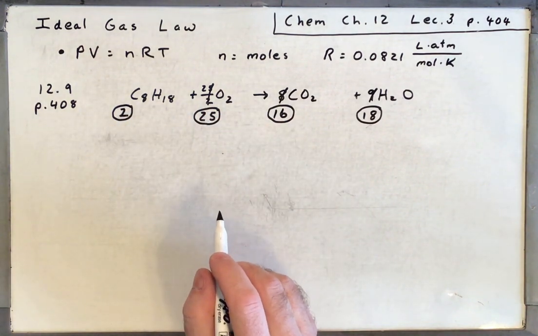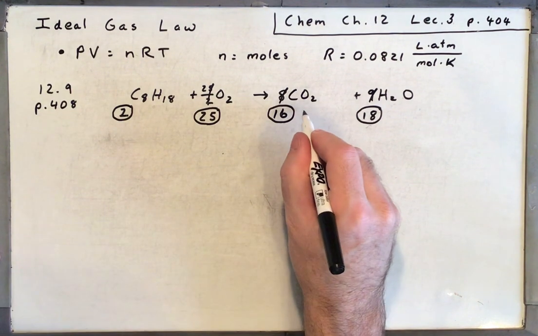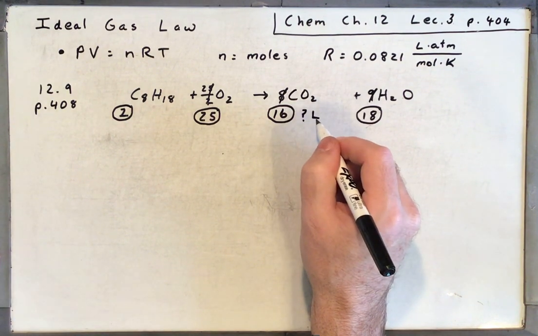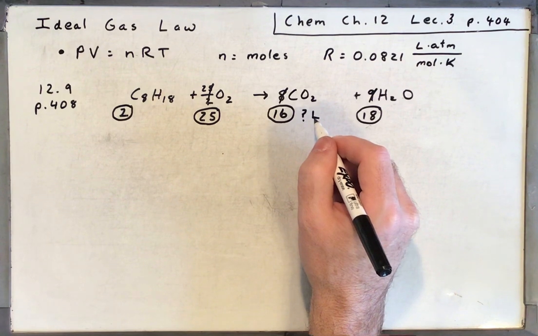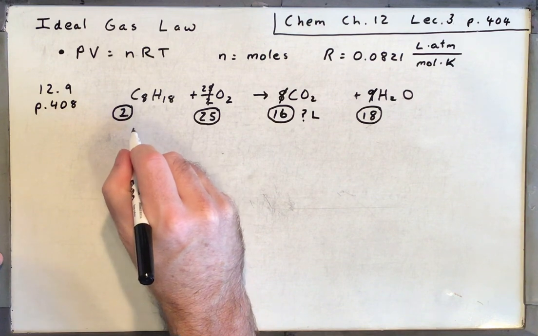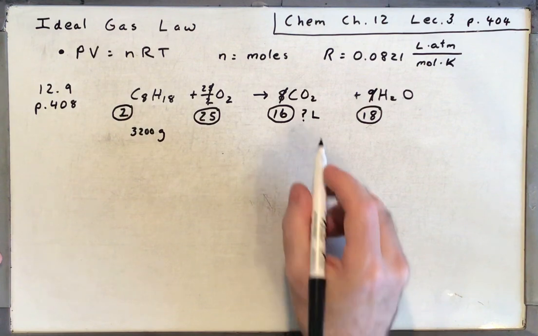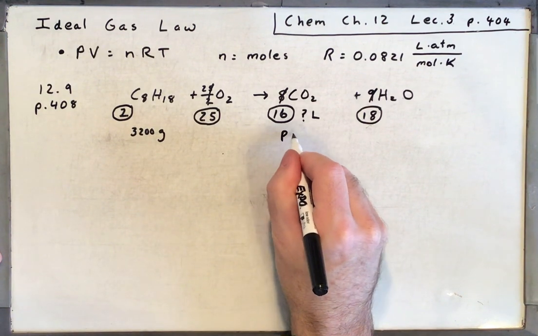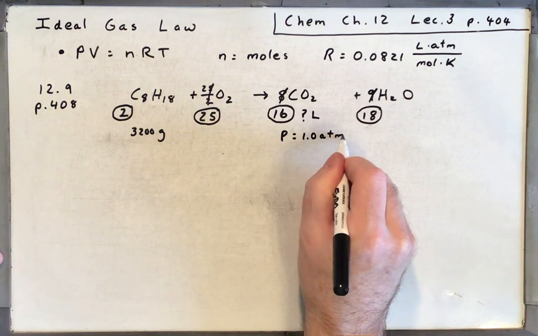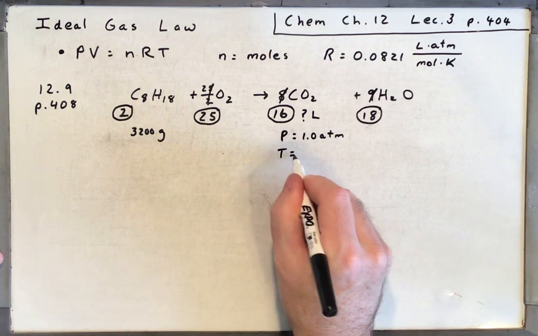Now we want to list what we know. We want to know how many liters of CO2 are produced. So we're trying to figure out how many liters. So we're trying to get the volumes. It says that we have 3,200 grams of octane. So let's write that in, 3,200 grams. I know on the CO2, just reading the problem, that the pressure is 1 atmosphere. So I suggest you just write down what you know in these problems. We know that the temperature is 180 degrees C.